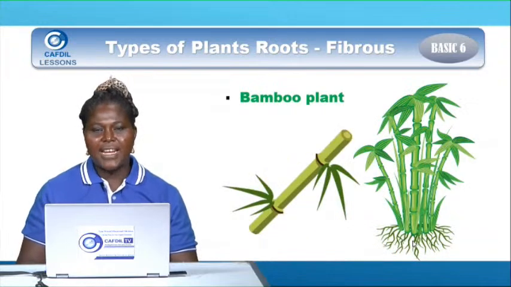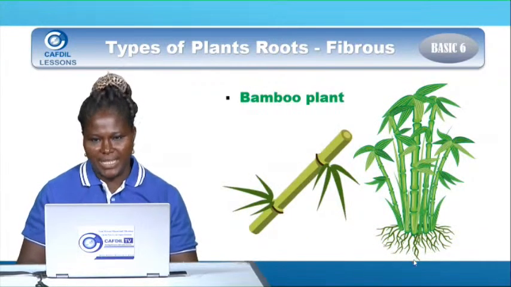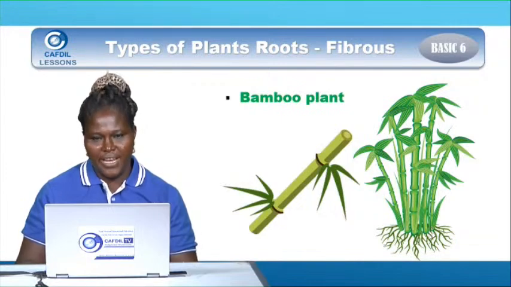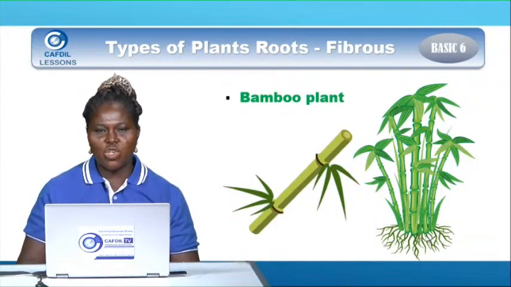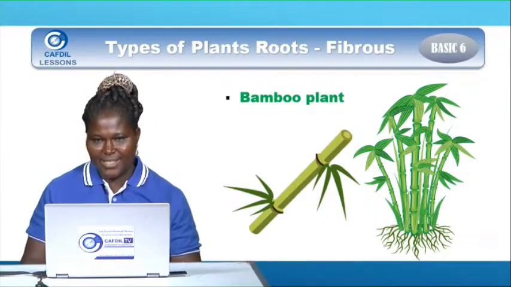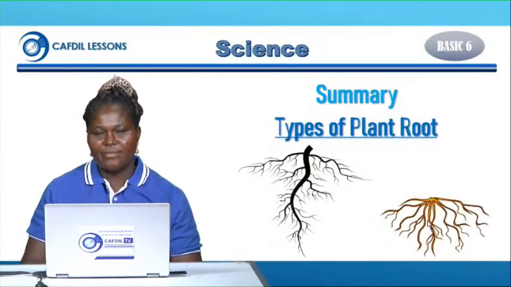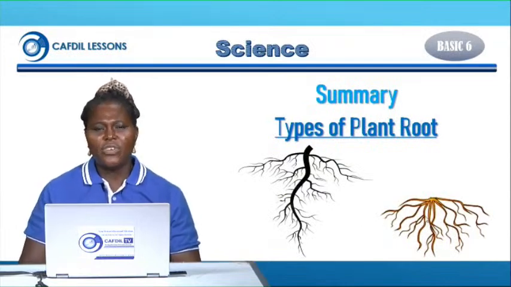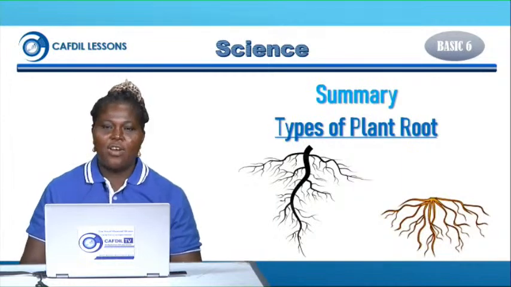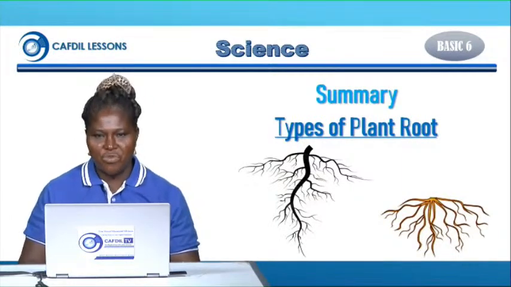Maize. Another one is the bamboo plant. The leaves are coming from the base of the stem. The same thing applies to sugarcane. Sugarcane is also a fibrous root plant. Good. So we have come to the summary of our lesson on types of plant roots.